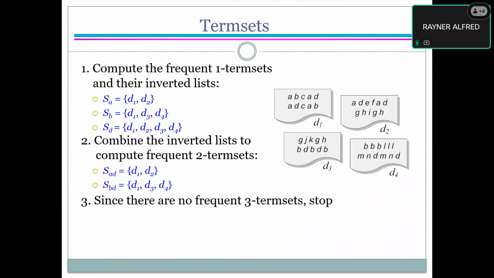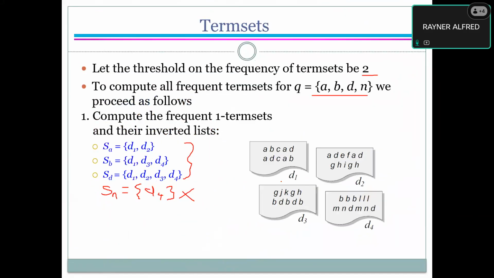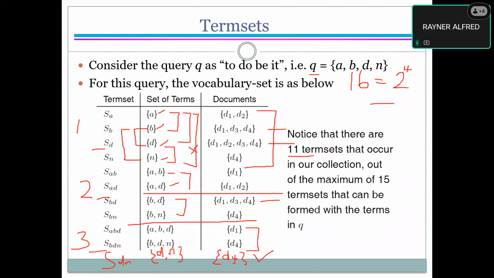So we use the threshold to reduce the number of term sets that we use. So this is 5. Initially we have how many? 11, right? So this is all 11. By setting the threshold, we reduce from 11 to 5.